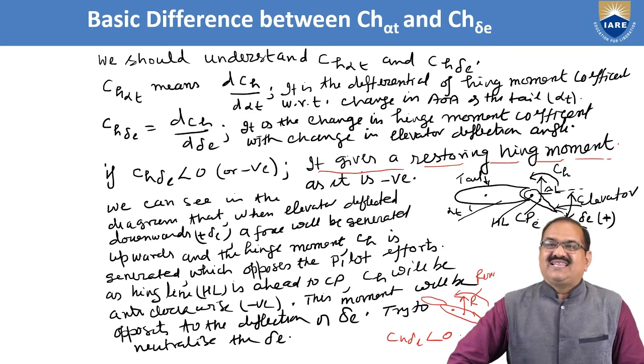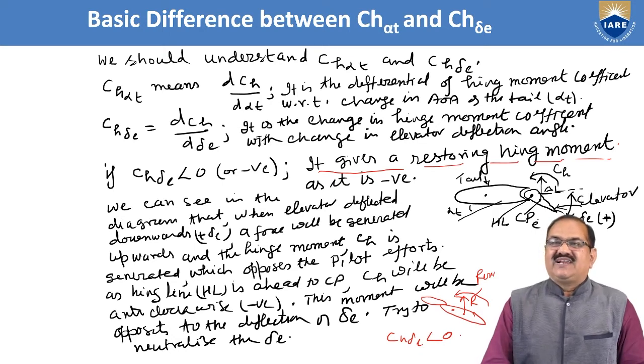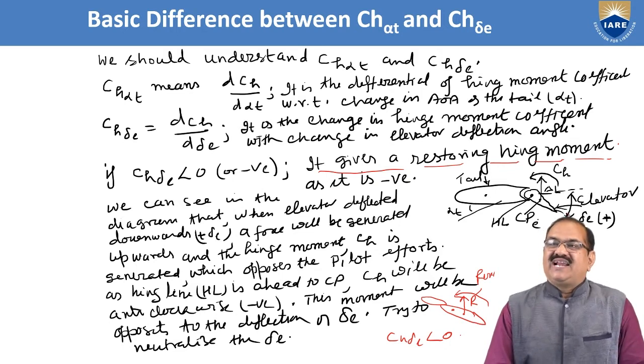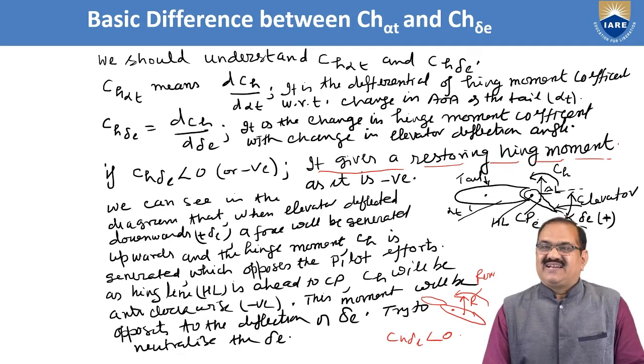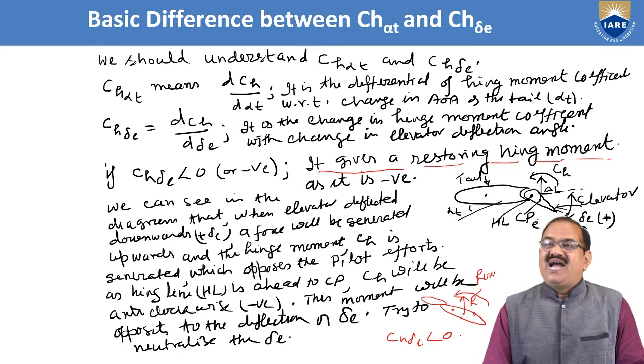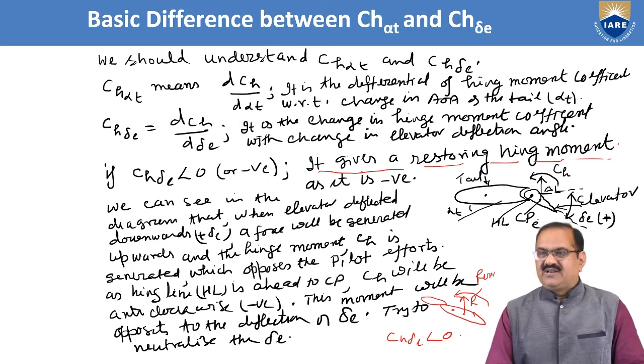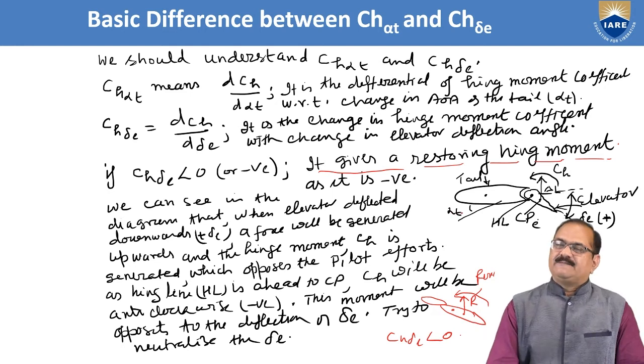We can see in the diagram here that when the elevator is deflected downward, delta E positive, a force will be generated upward and the hinge moment CH is generated, which opposes the pilot effort, as the hinge line HL is ahead of CP. So CH will be opposite to the deflection of delta E and tries to neutralize it. Very important parameters.